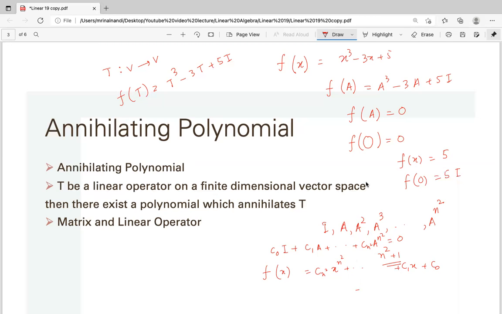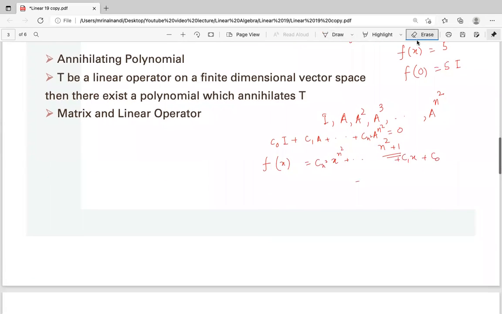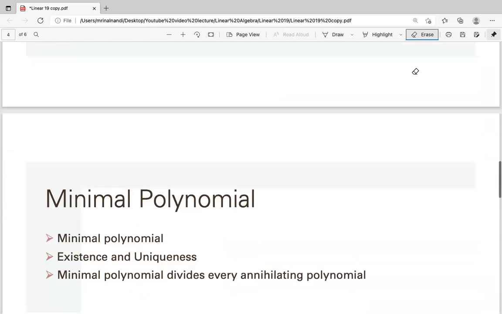But the question is, we got a big degree polynomial, say of degree n square. But actually we can do it with a lower degree, an n degree polynomial. That is the Cayley-Hamilton theorem. And obviously we can sometimes do with a much lower degree polynomial, like for a null matrix of order 4. No need of going to degree 4. Just the polynomial x annihilates that. So there may be a much lower degree polynomial than n.